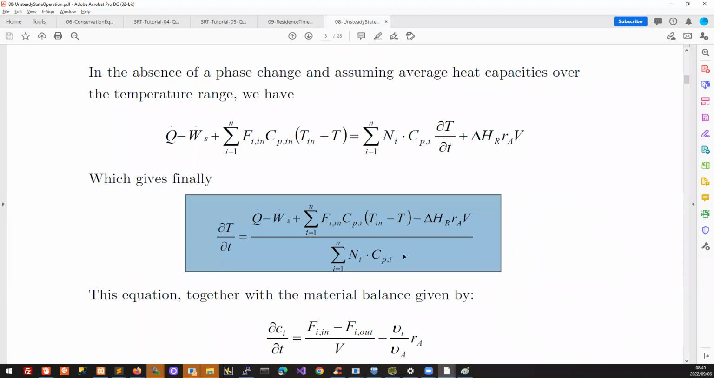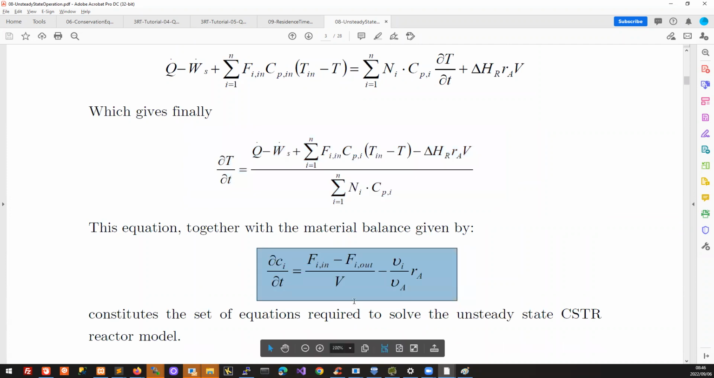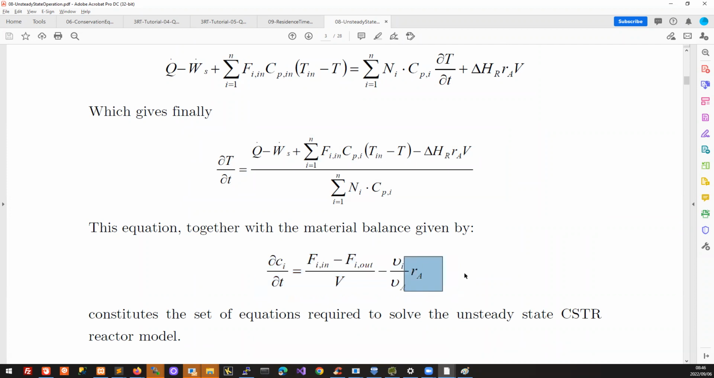So now you have the energy balance in the form of the rate of change of temperature. And of course, you still have the original material balance. If you look back, we had derived the unsteady state version of the material balance like that. And here, the new difficulty that arises is that the temperature is changing with time.